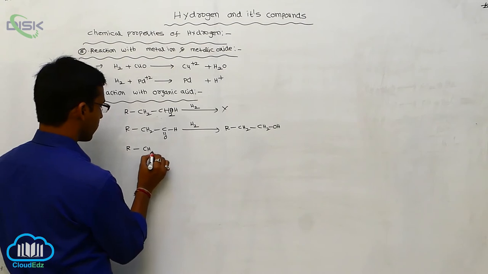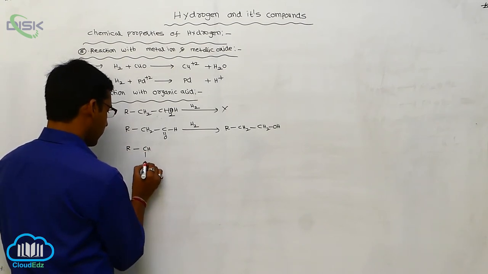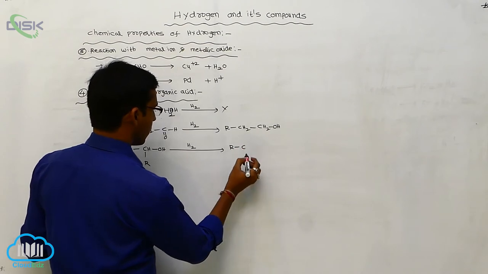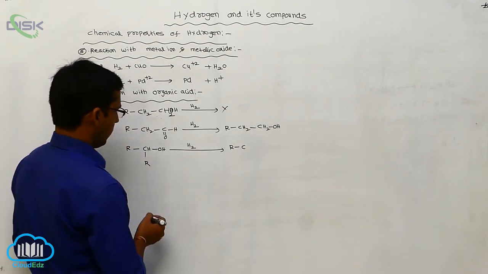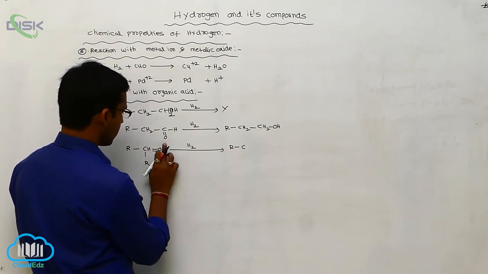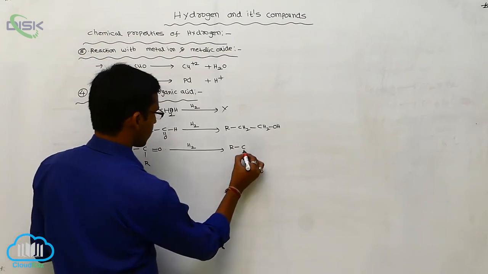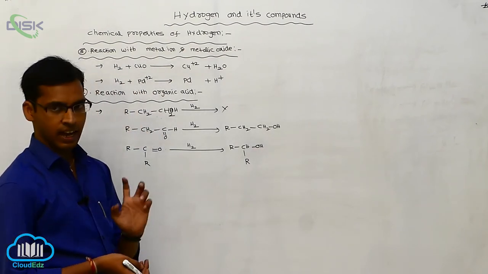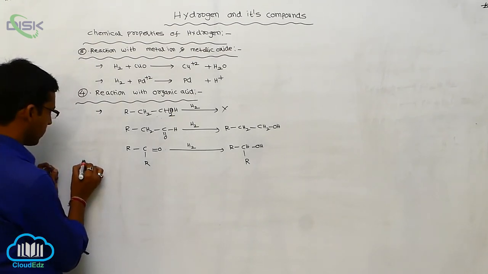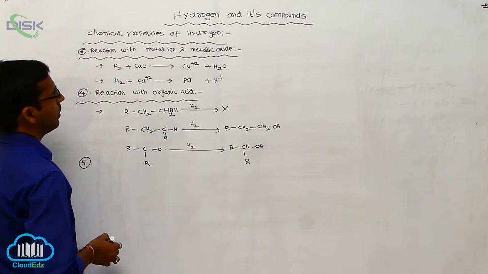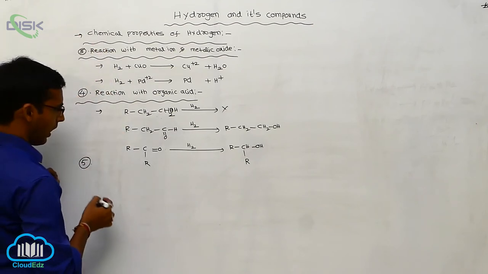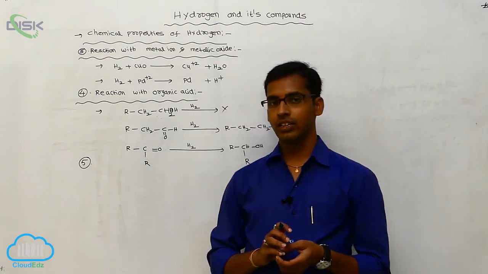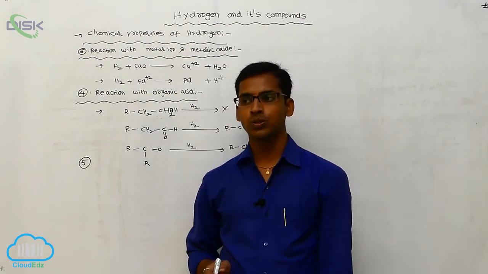Next one, RCH with R OH, means secondary alcohols undergo reduction and give ketones. So this one is addition of hydrogen: RC double bond OH gives RRCHOH. This is a reduction process, the reaction with organic compounds. And the fifth one in chemical properties of hydrogen: hydrogen reacts with oxygen molecule, dioxygen, to give water molecule, H2 plus O2 gives H2O.